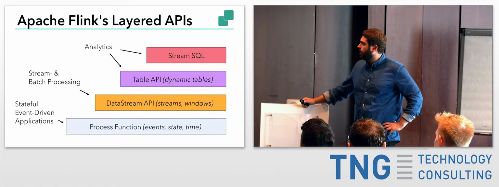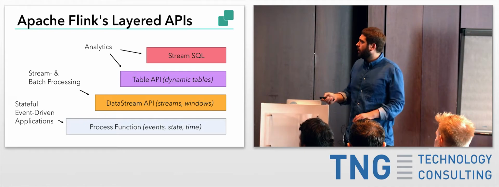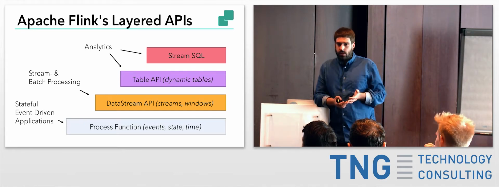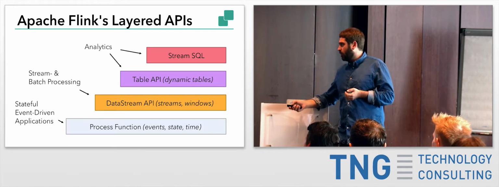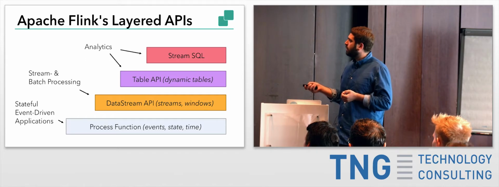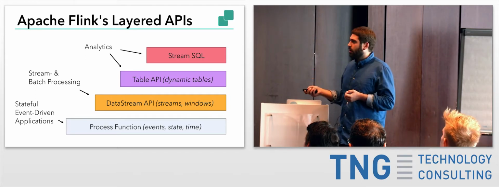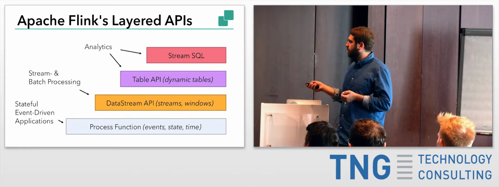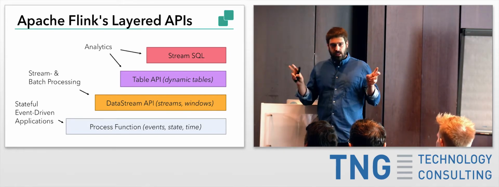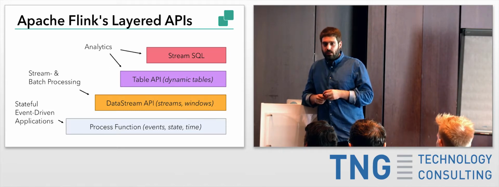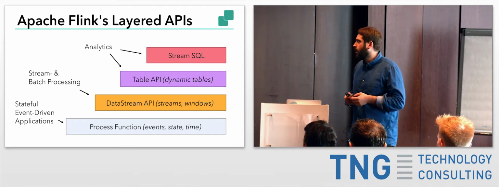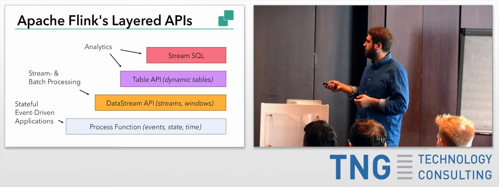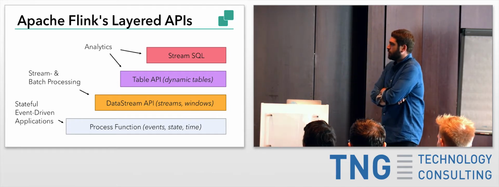Just to get a feeling of Flink, if you haven't played around with it already, the way that you use Flink is through a number of APIs, as a user, as a developer, and these APIs are layered. At the bottommost layer there is something called the process function. This is the lowest level API. Low level might sound like a bad word, but the lower level you get, the more flexible you are. So that's like our assembly. And here the paradigm is event, state, and time.